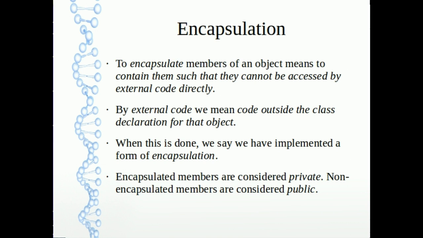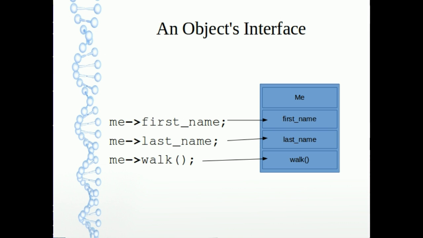So what is encapsulation? The word encapsulate means to contain. To encapsulate members of an object means to contain them such that they cannot be accessed by external code directly. By external code, we mean code outside the class declaration for that object. When this is done, we say we have implemented a form of encapsulation. Encapsulated members are considered private, whilst non-encapsulated members are considered public. We sometimes refer to the members of an object we can access directly via external code as the object's interface.